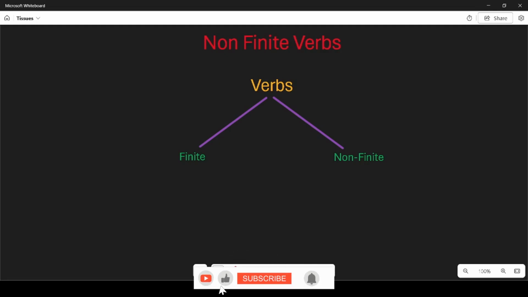Now, what are non-finite verbs? Non-finite verbs and finite verbs, they come under verbs. So non-finite verbs are verbs which do not change according to time, gender, etc. But finite verbs, they change according to time, gender, and many other things. So let's say that you eat biscuits. Now I'm going to say you ate biscuits. So I'm changing the time. But look, the word eat, which is a verb, it's changing with time. Let's see how that happens.